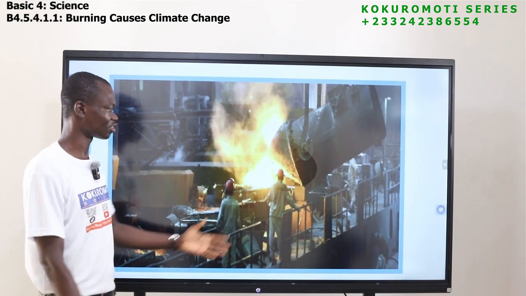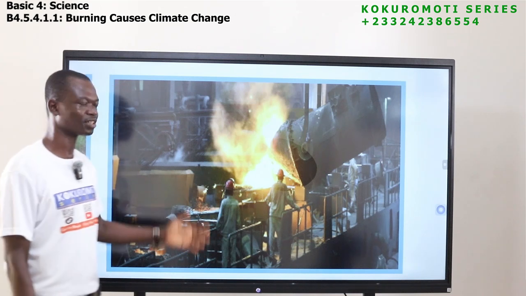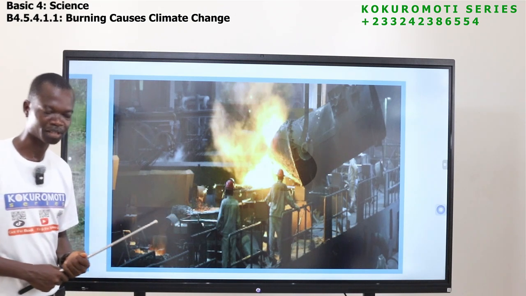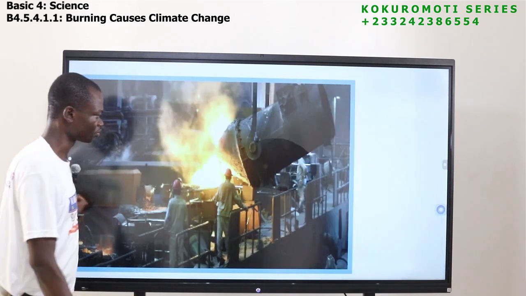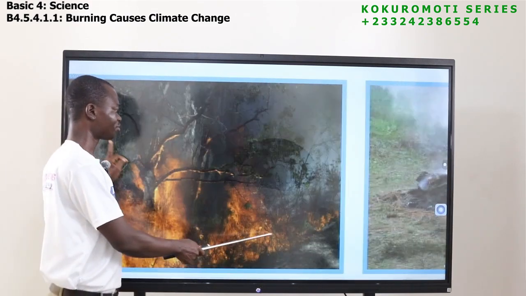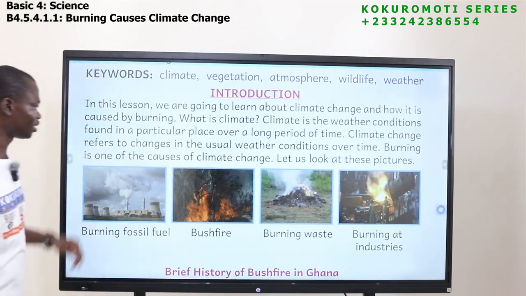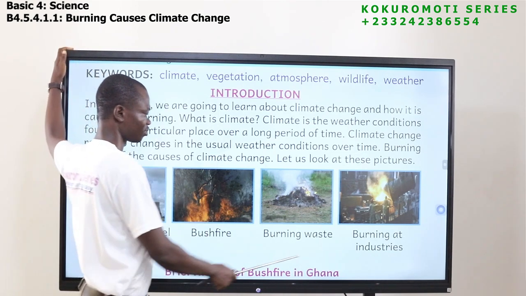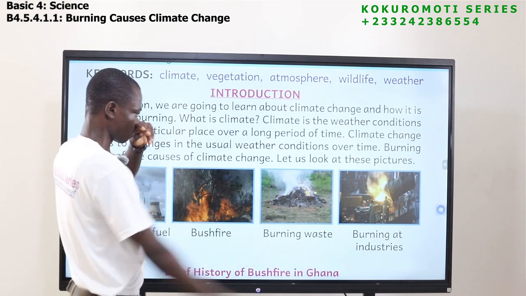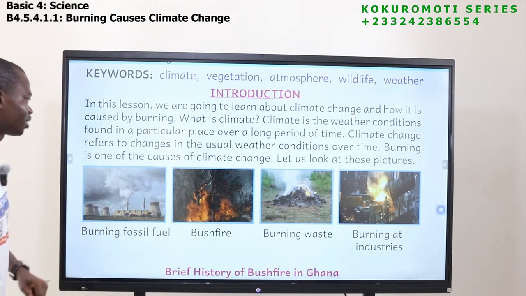Here too, this is an industry, and inside the industry, you see that a lot of things are burnt before final products are made. Now we have seen different kinds of burning that take place in the environment: burning of fossil fuel, bushfire, burning waste, burning at industries. So these are the things that we normally see.